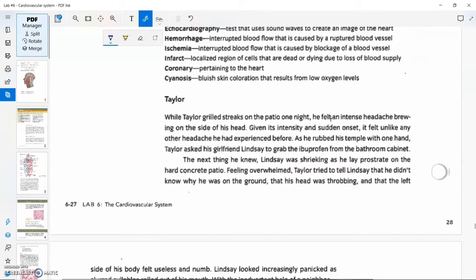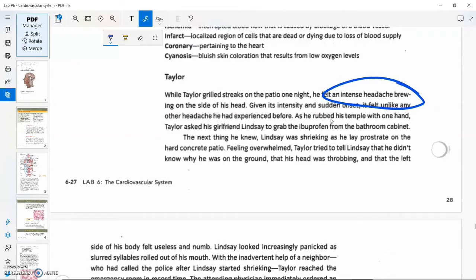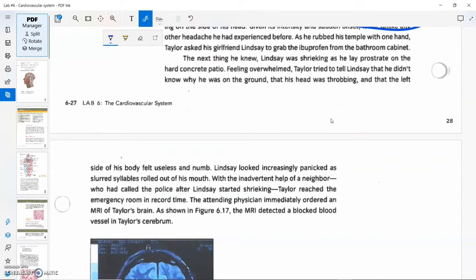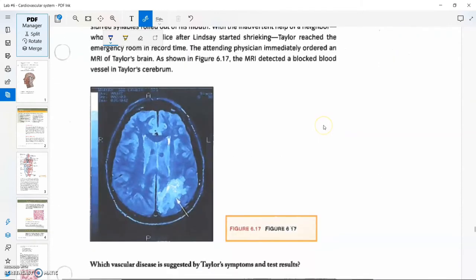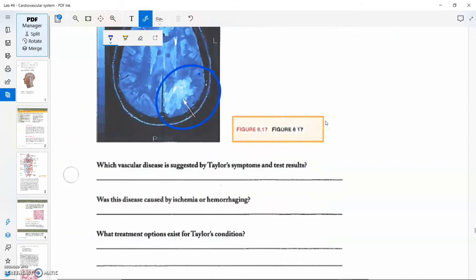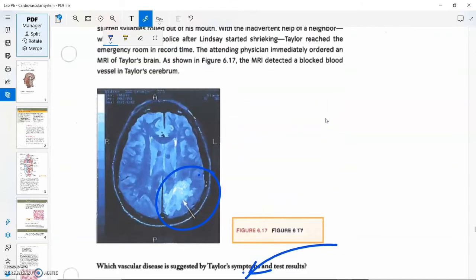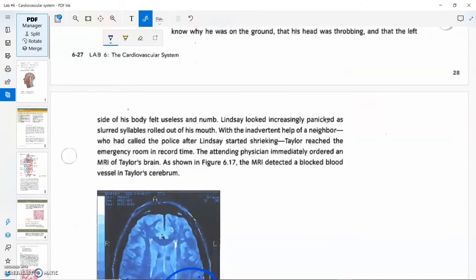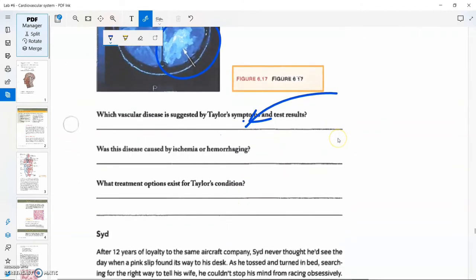Disorders of the cardiovascular system: intense headache on the side of the head. Now let's take a look at the MRI. You can see the blocked blood vessel in the cerebrum, and that led to stroke. And if it's a blocked blood vessel, it's an ischemic stroke, not a hemorrhagic stroke. Treatment option: removal of the clot and rehabilitation.